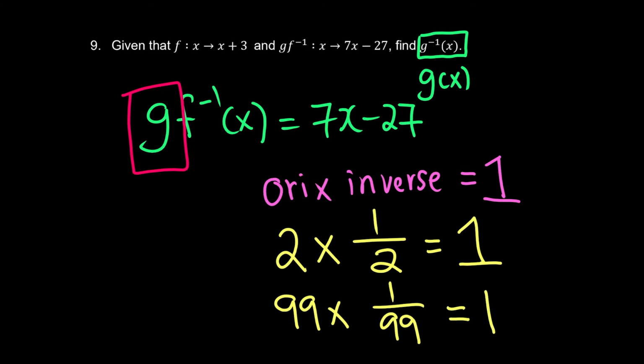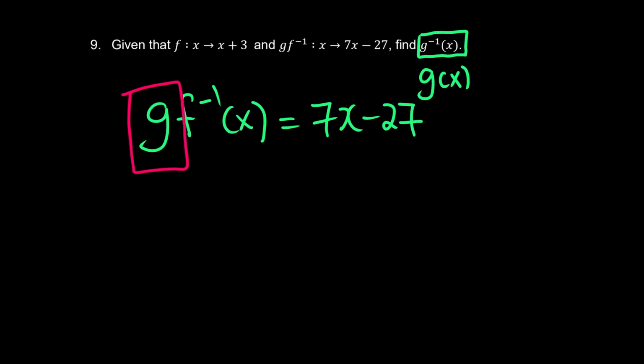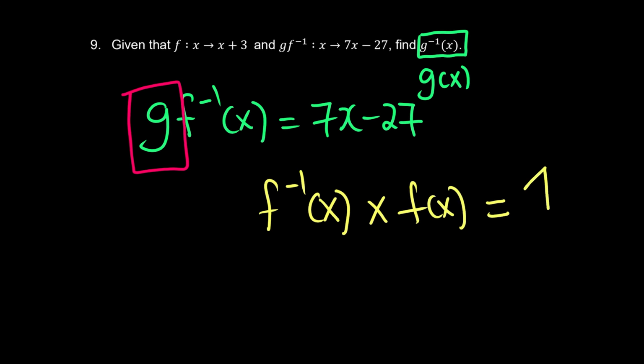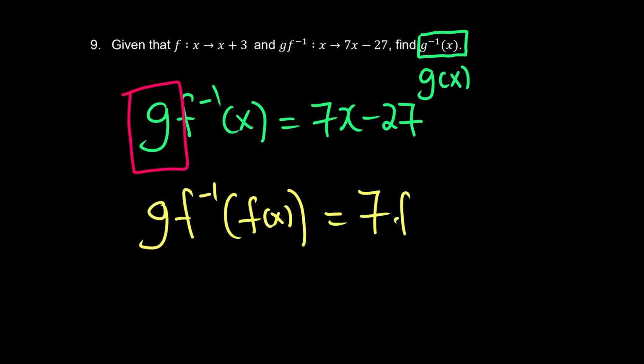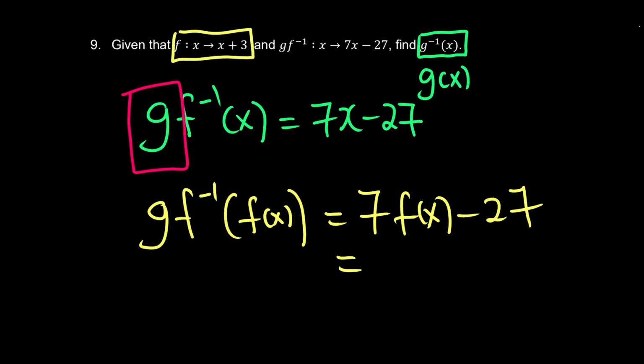So same thing here. If we have f inverse x, we want to get rid of this one, so we multiply with fx. Then bam, it cancels out and we just get 1. So this is how we're going to do it. We plug in our x by the original function here, so that we have 7 fx minus 27. But what is our fx? It's given here: x plus 3.